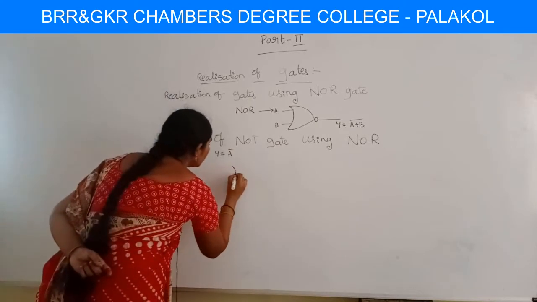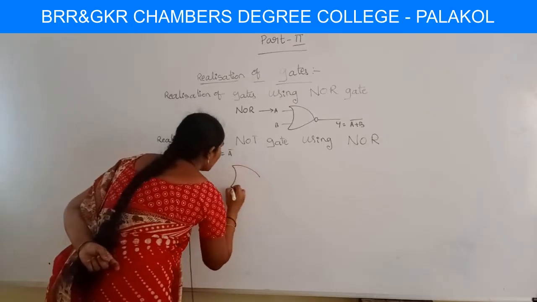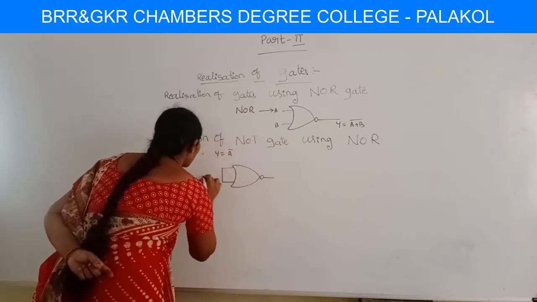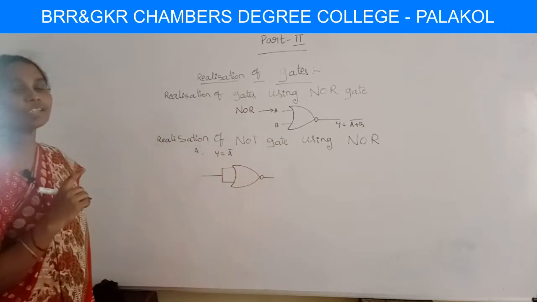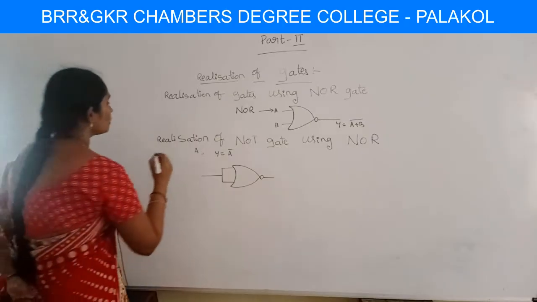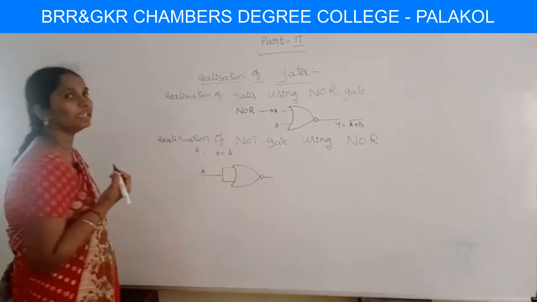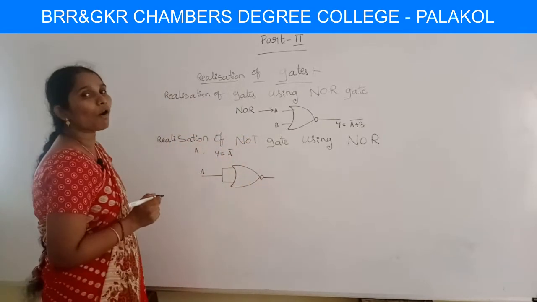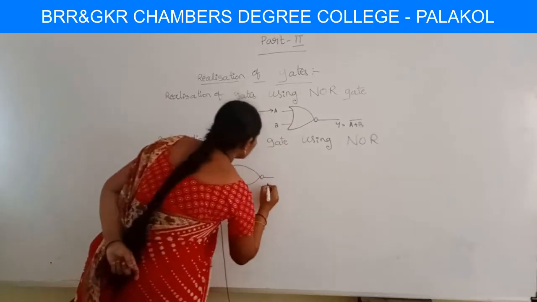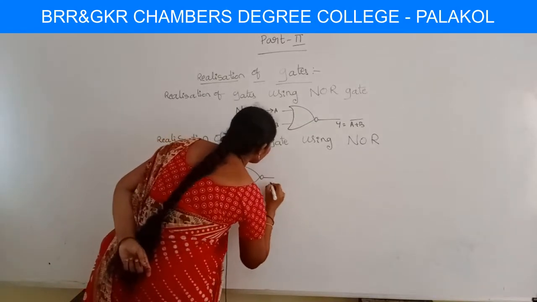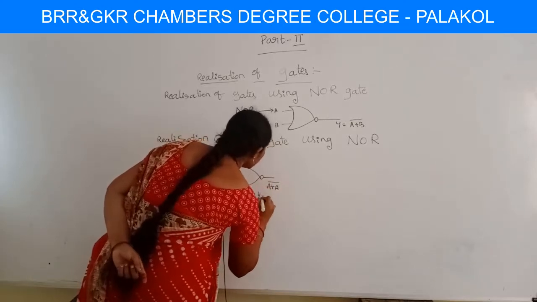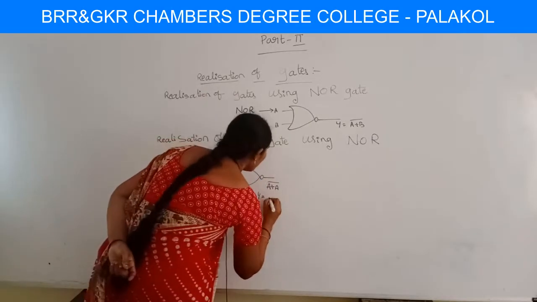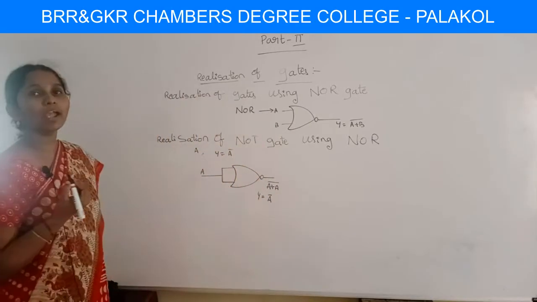So here this is a NOR gate. I apply only one input, because a NOT gate has only one input. So I apply A here. So the final output is, OR is nothing but addition operation, that is A plus A whole bar. So Y is equal to A plus A, which is nothing but A from the Boolean postulates. So therefore finally the answer is A bar.